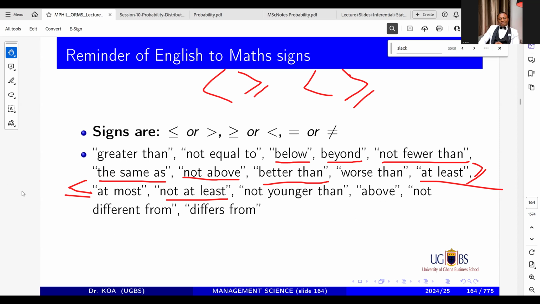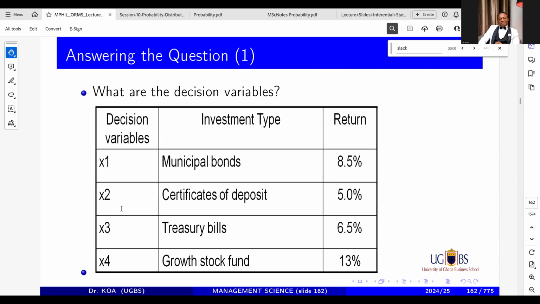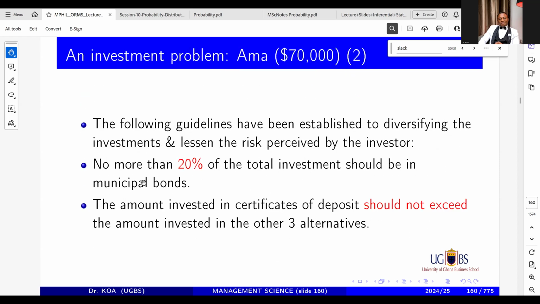So let's go back to what we're trying to formulate. It says that no more than 20% of the investment. So what symbol is "no more than"? Now you're applying it. By the way, "no more than" is just like saying "not more than." Franklina says less than or equal to. That's correct. So "no more than" is less than or equal to.